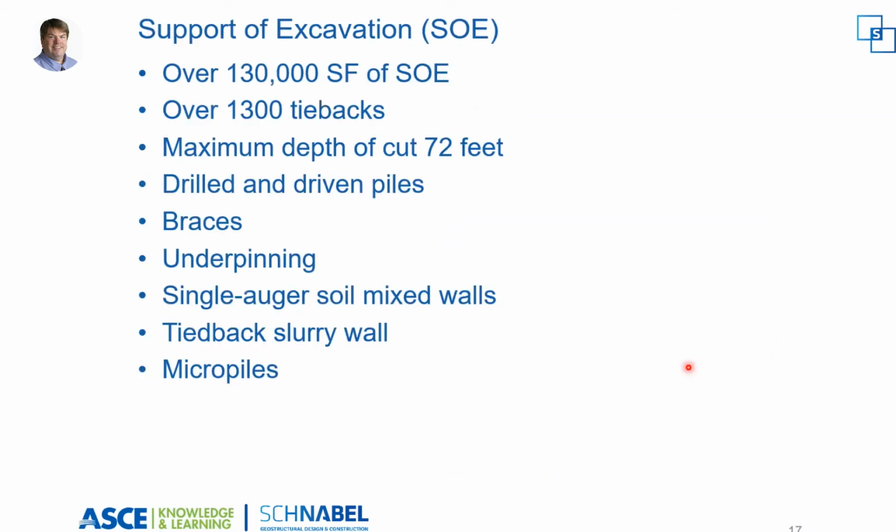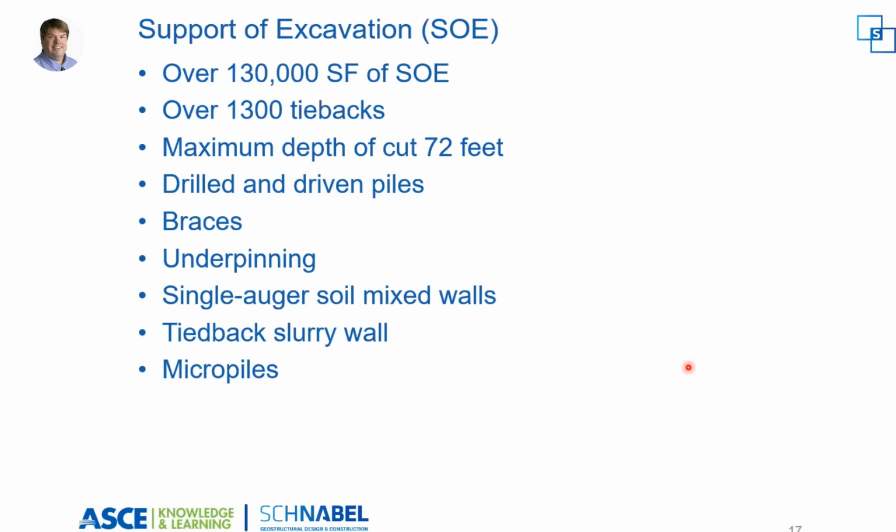The Capitol Crossing project had over 130,000 square feet of support of excavation, 1,300 tiebacks, and the maximum height of cut was 72 feet. It consisted of drilled and driven piles. We also had some braces where we had some ramps that went in. We used cross braces. We also had some structures that were underpinned using conventional hand-dug concrete piers.